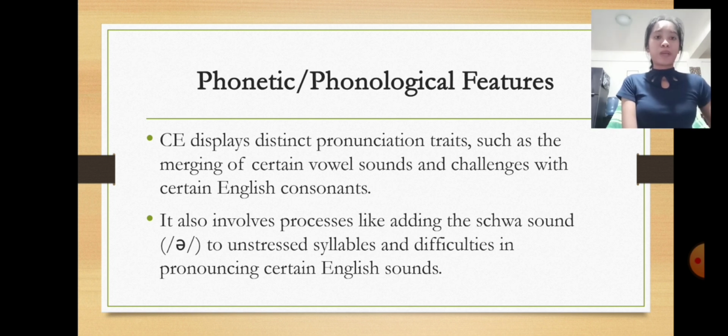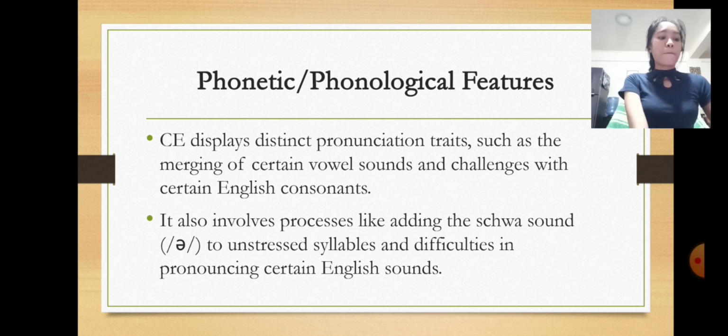Chinese English displays distinct pronunciation traits such as the merging of certain vowel sounds and challenges with certain English consonants. It also involves processes like adding schwa sounds to unstressed syllables and difficulties in pronouncing certain English sounds. An example of these pronunciation traits in Chinese English, as mentioned, is the merging of certain vowel sounds.